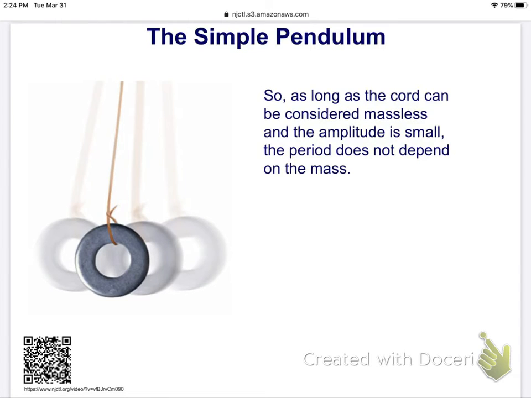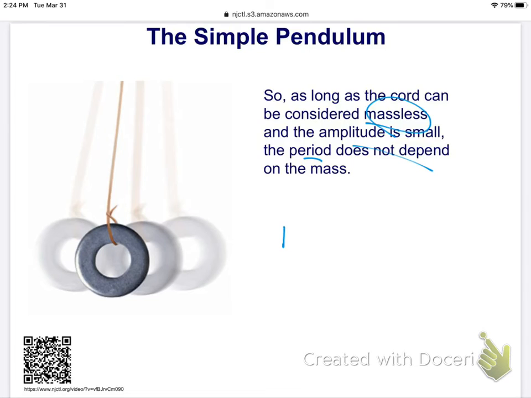All right, so now they tell you something which is kind of interesting. So long as the cord can be considered massless, really can't, but okay. And the amplitude is small, so we're not going more than 15 degrees. The period does not depend on the mass. So period is independent of mass.